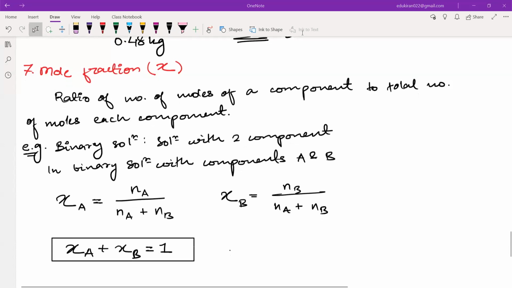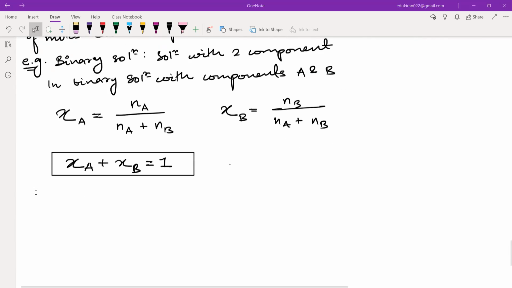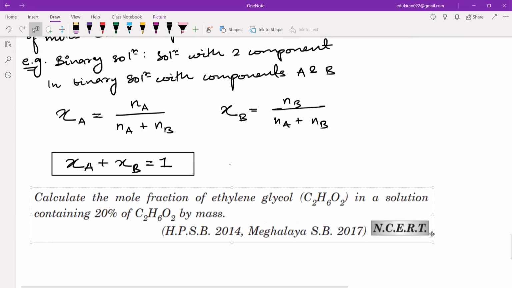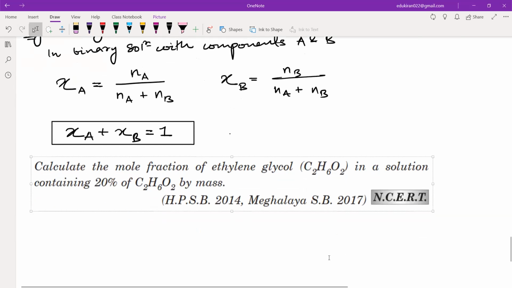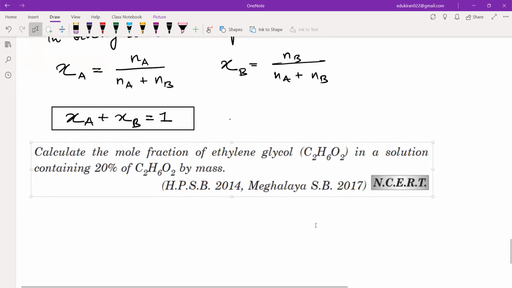Done. Hamza, are you done? Yes, sir. Okay, write this question. This has been asked many times. Okay? Calculate the mole fraction of ethylene glycol in a solution containing 20%. So here you have to convert, right? You have the given concentration in terms of mass percentage, and you have to convert it in terms of mole fraction of ethylene glycol.